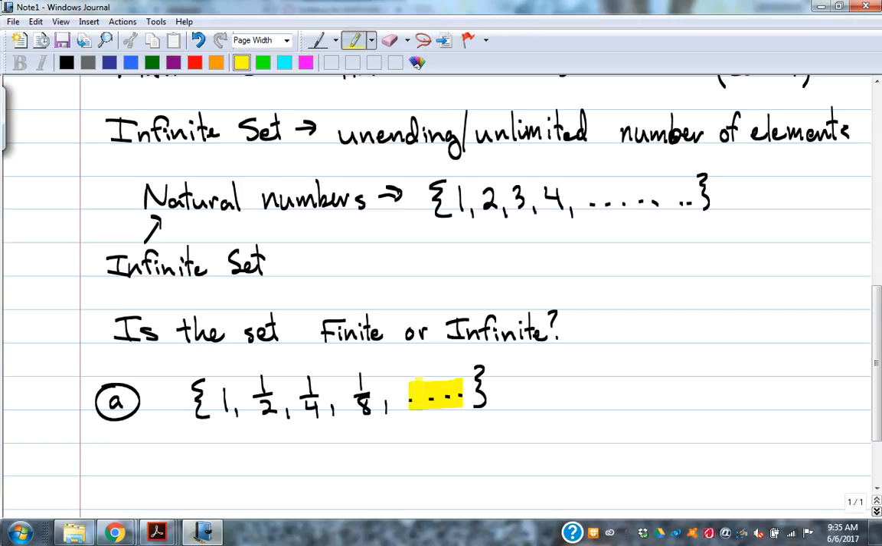Infinite. The ... at the end of it, that really tells you it's infinite. That's really all you have to look for. It's not finite, it's infinite.